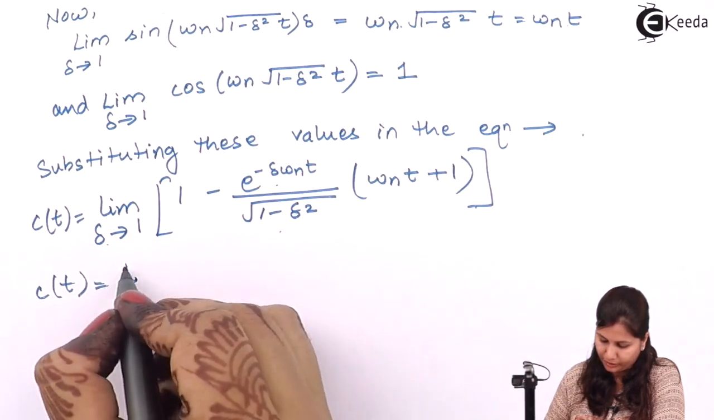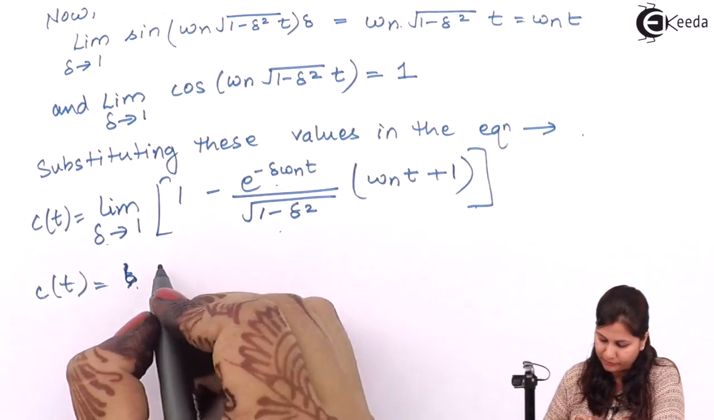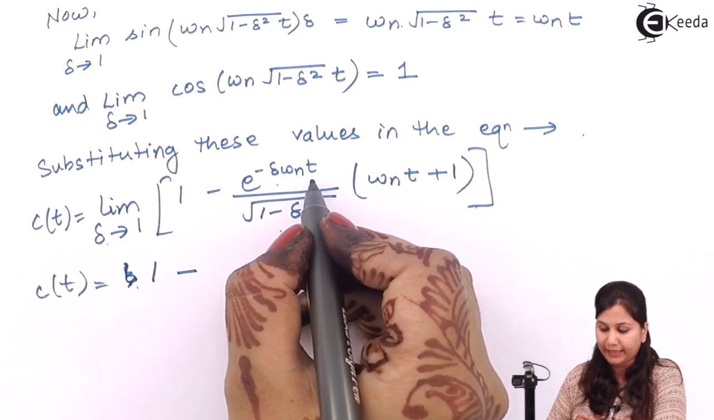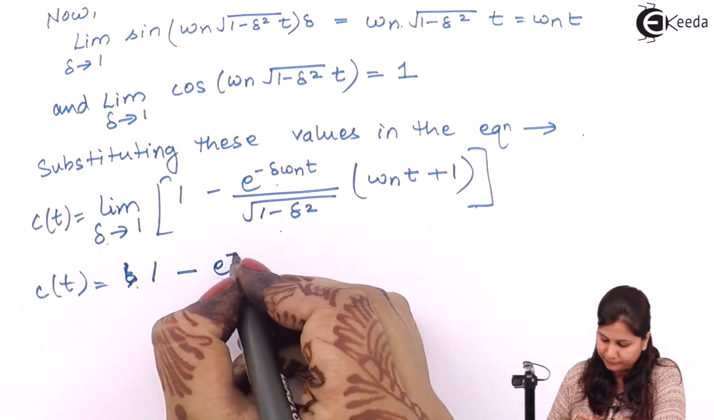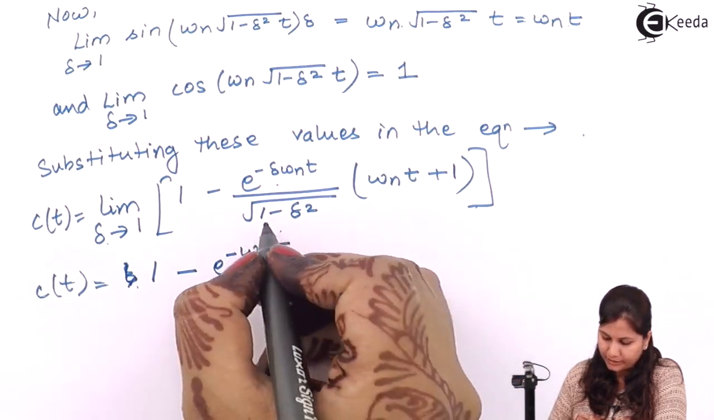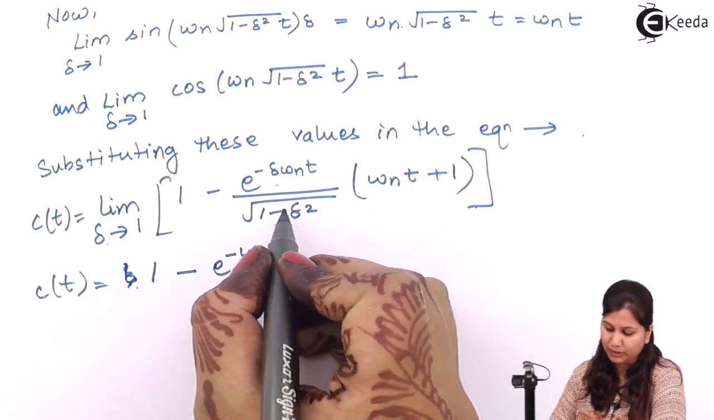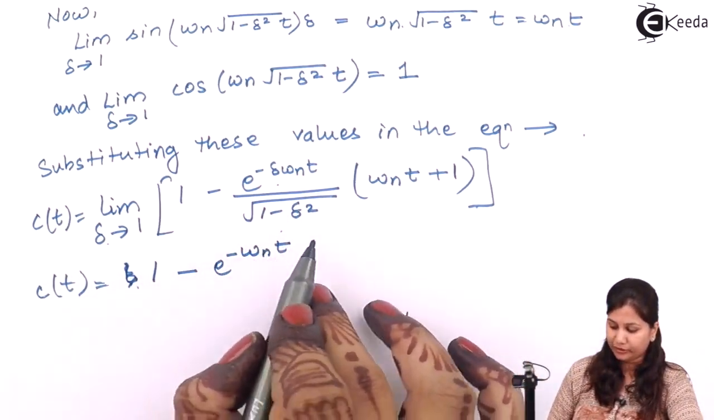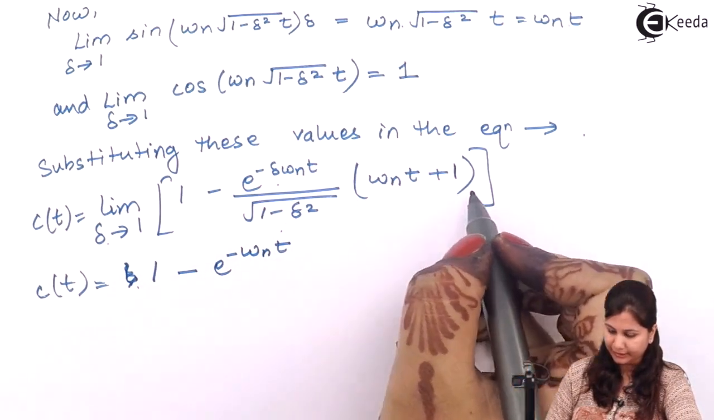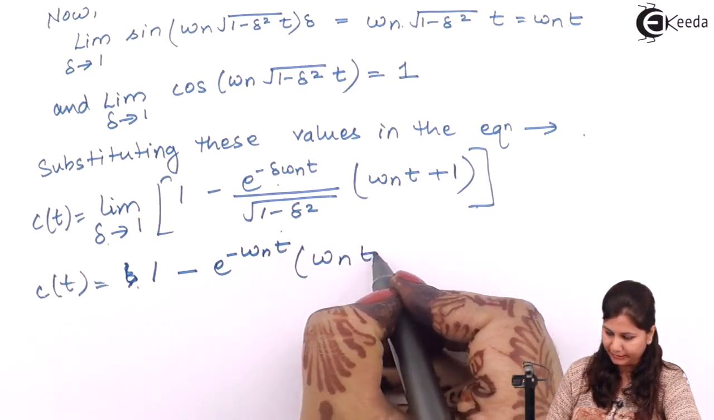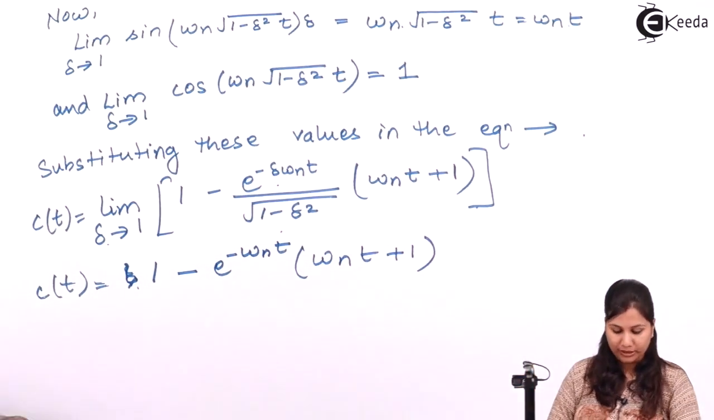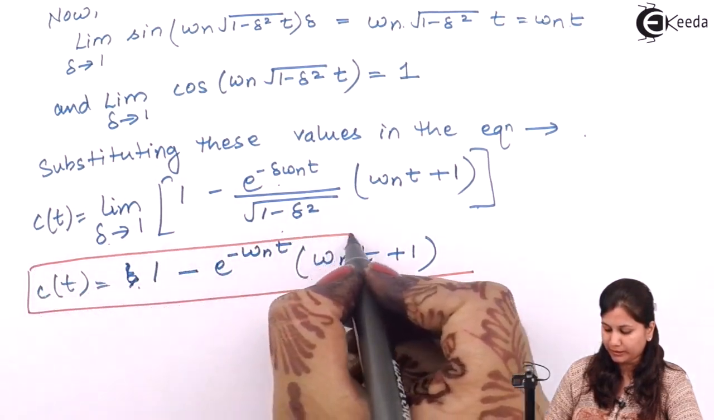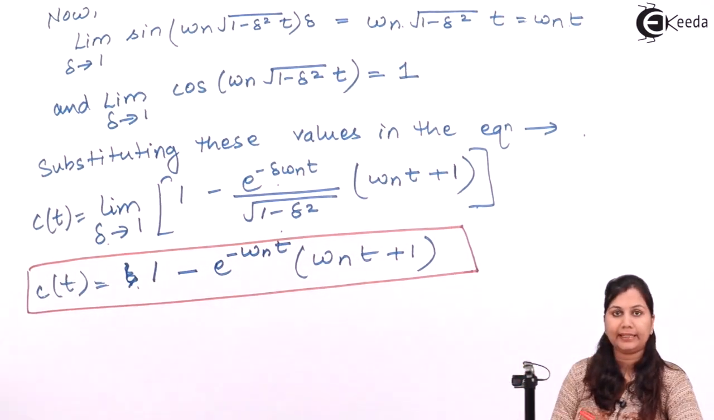Then we are going to get 1 minus e raised to the power minus omega n t, because delta is equal to 1. This denominator term will be 1 minus 1, that is 0. So this under root will disappear, and then inside we have omega n t plus 1. So this is the output response equation when delta is equal to 1, that is when we have the critically damped condition.